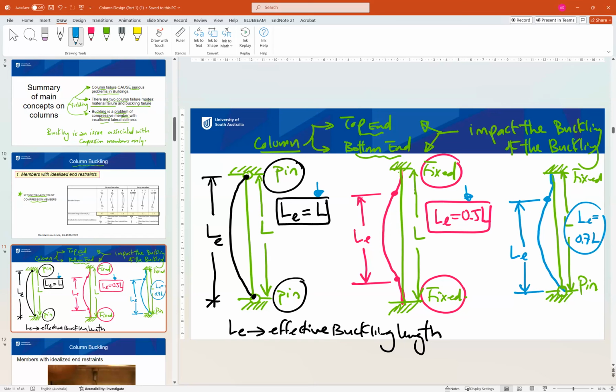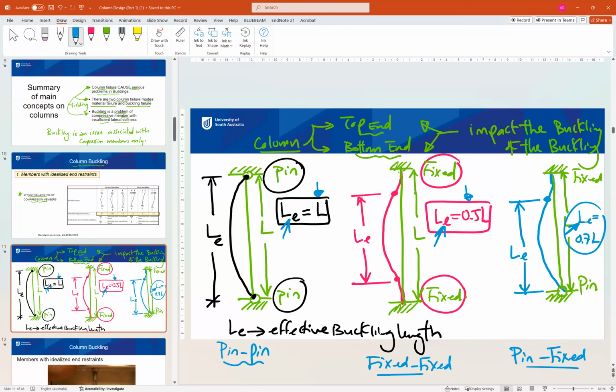So the standard gives us three cases, what we call ideal cases, for supports for the column. The first one is pinned. The second one is fixed. The third one is pinned-fixed. This information of LE will affect us when we are designing the column.